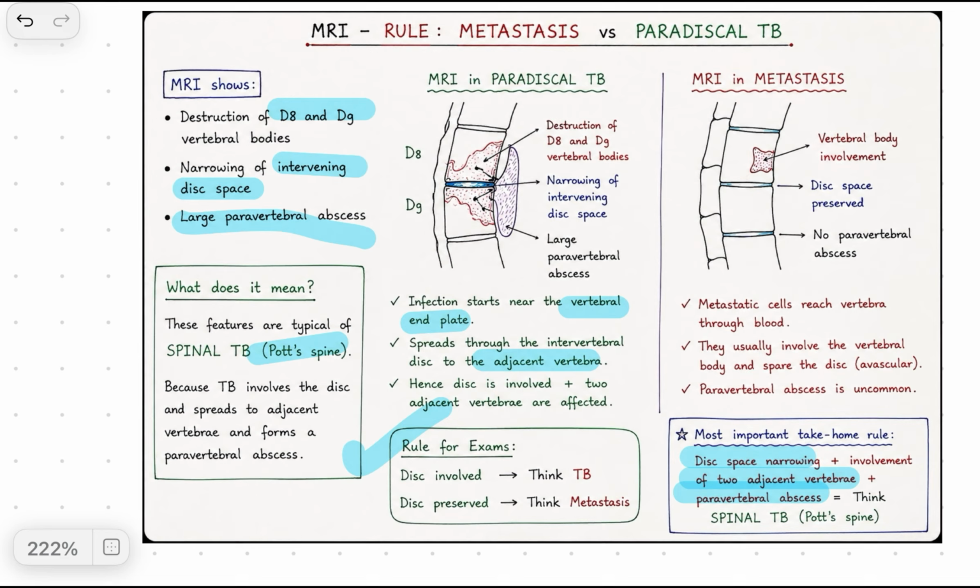So the thing is, if the disc is good, that means it is preserved, you are in danger because you get metastasis. If the disc is bad, you are okay. I mean, at least you are not having the metastasis.